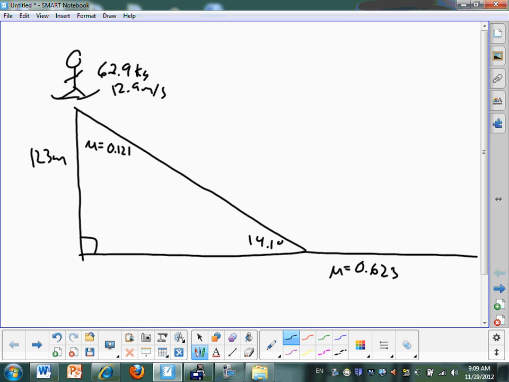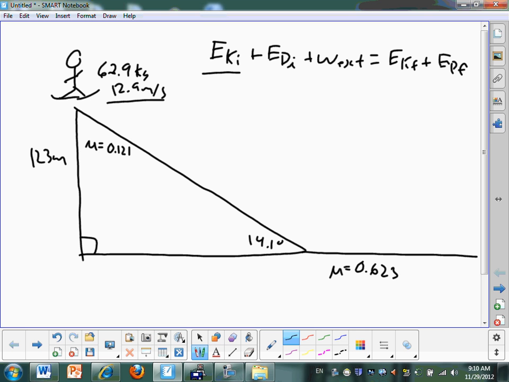So, at the top, he's got a certain amount of energy. What kind of energy does he have? At the top, he has kinetic energy because he has a speed. He's got potential energy because he has a height. So, the formula for kinetic energy is 1/2 m times v squared.